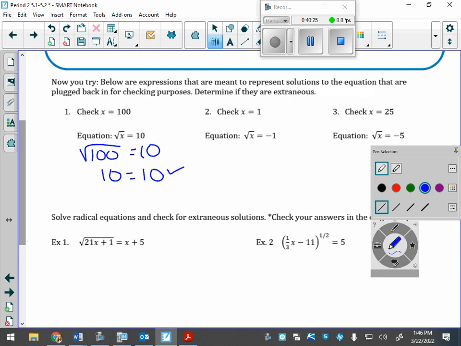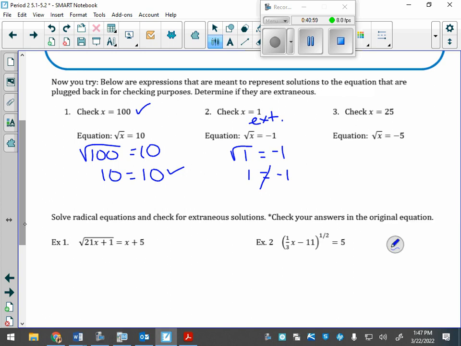10 equals 10. Well, this is a solution. However, if I look at number 2, I want to check if x equals 1 is a solution. I'll plug it back in. What is the square root of 1? 1. Does that equal negative 1? No. Therefore, x equals 1 is an extraneous solution. And I write EXT. You don't have to write the whole thing out if you don't want to. Or you could cross it out to show that it's not a solution.